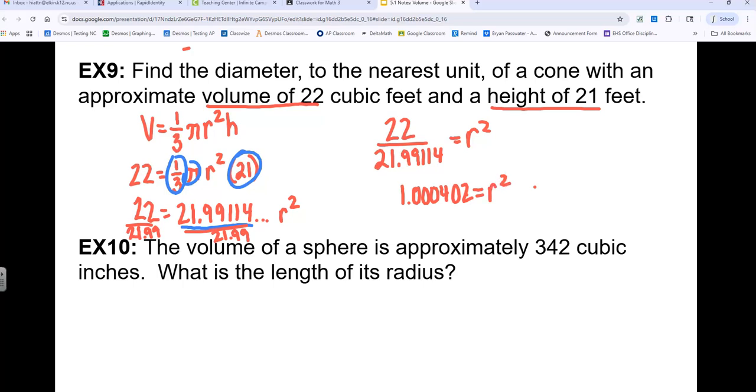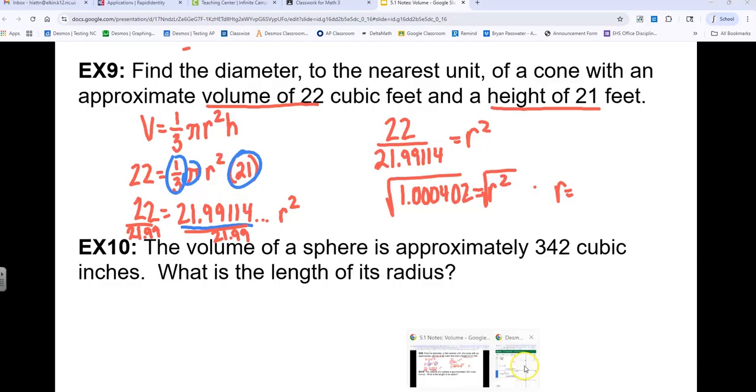Is equal to our r squared. Then we've got to get rid of an r squared. Fernando, what are we going to do to get rid of a square? We will square root. So we will square root both sides. And if you're using the yellow calculator for a square root, it's the blue button and the x squared button. There's a square root above that. That's what you're going to hit.